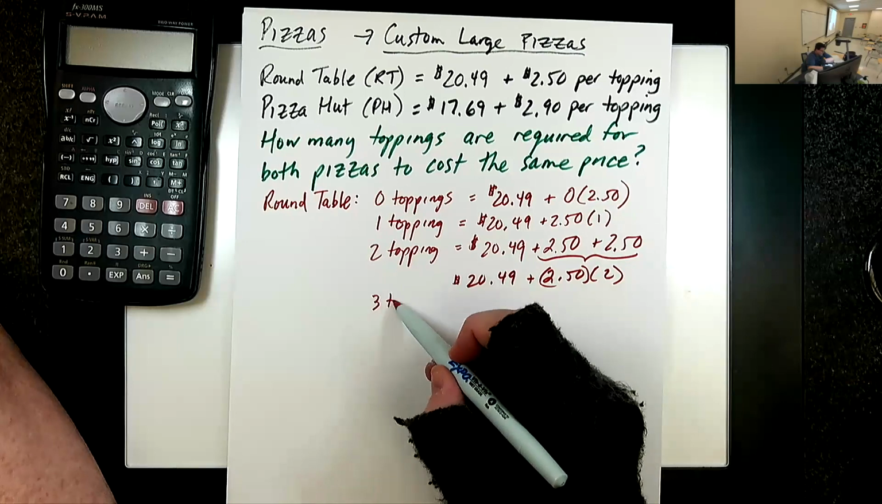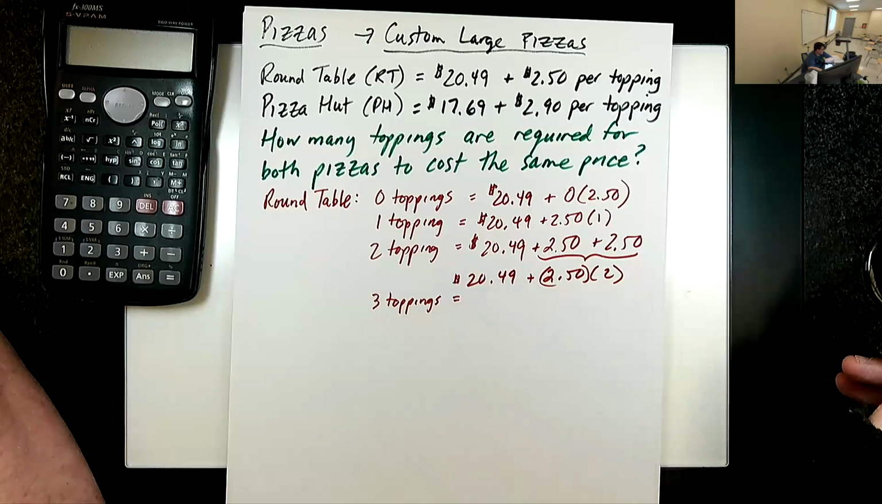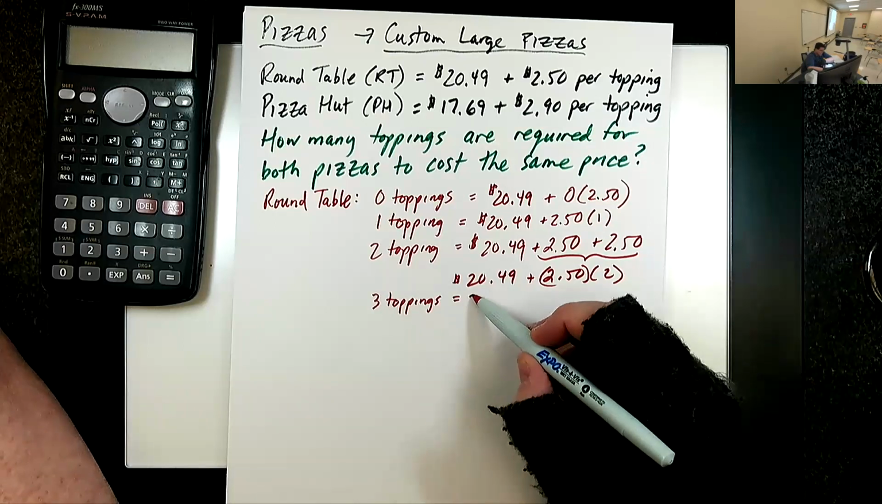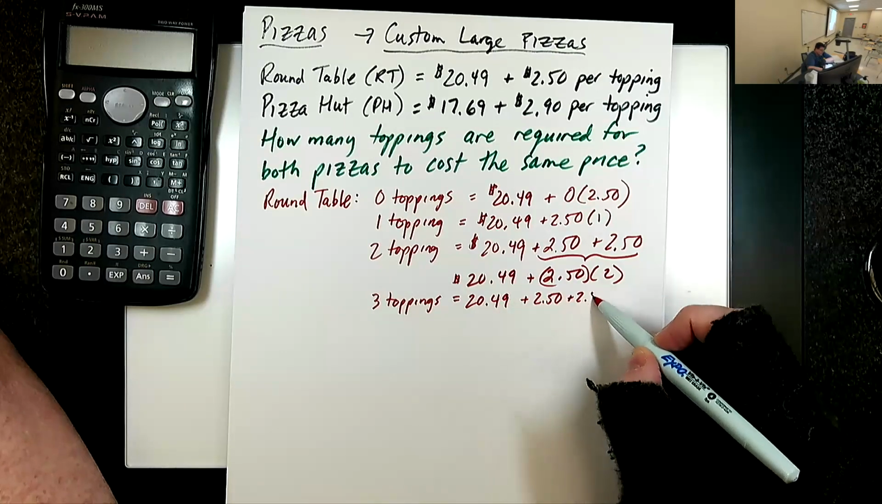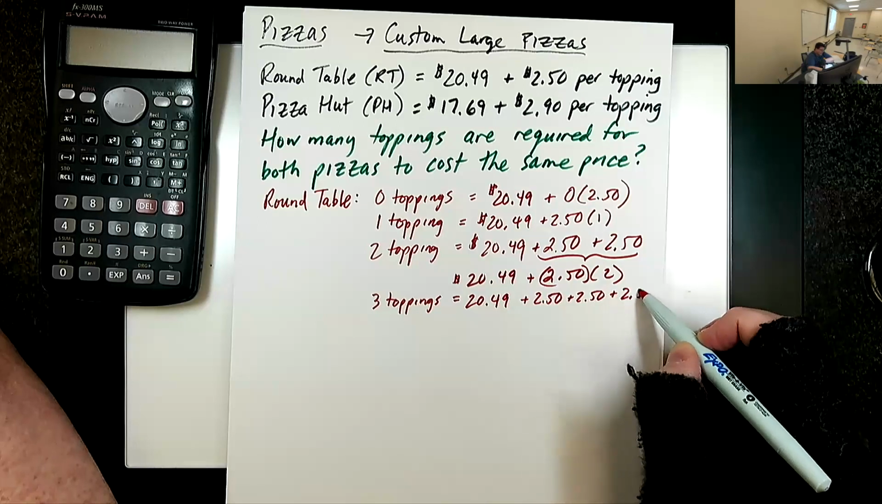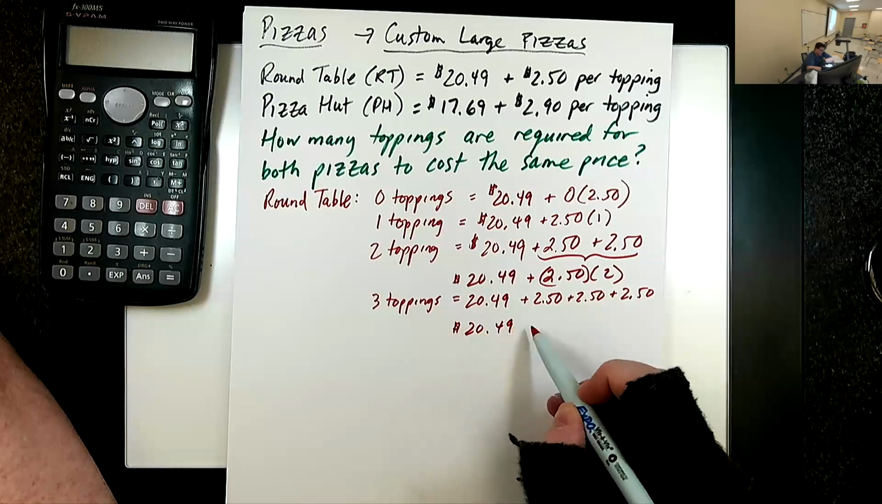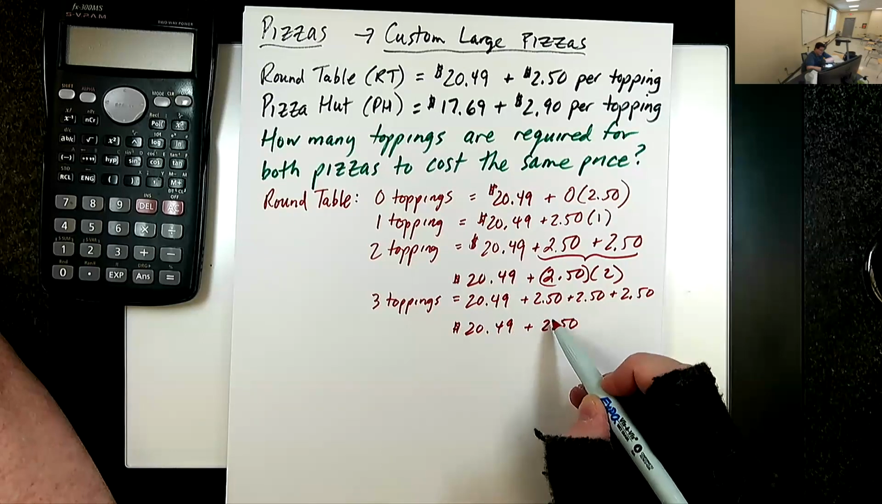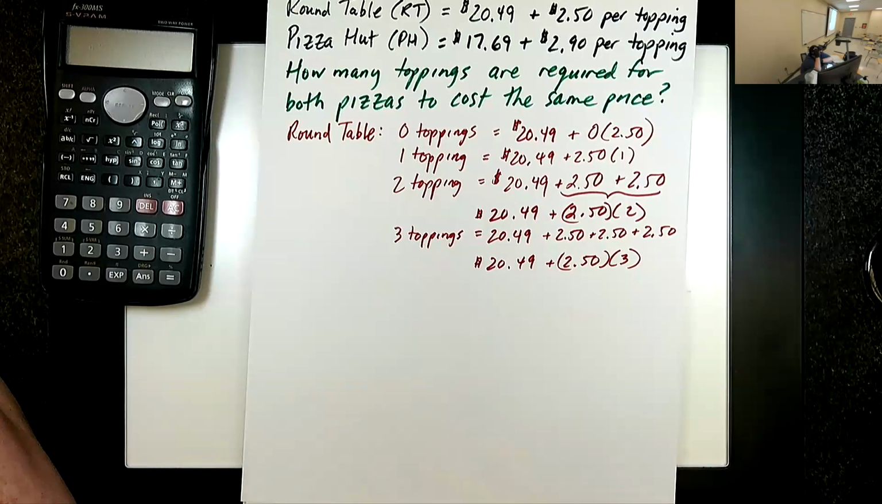Let's see if that works if I jump up to 3 toppings. If I get a 3-topping pizza, I like pepperoni, olives, and like onions or bell peppers. Let's go onions. So I would have $20.49 and then $2.50 for my pepperoni, $2.50 for my olives, and $2.50 for my onions. It looks like that's again doing the $2.50 times the number of toppings. Does that make sense so far?